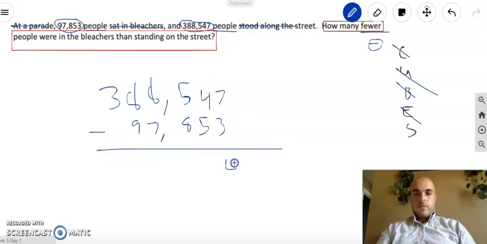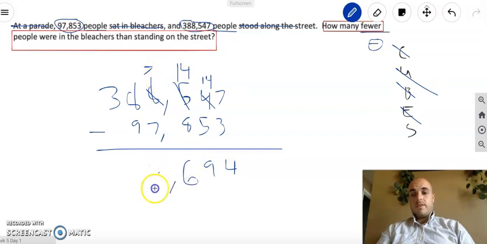Seven minus 3 is 4. Let's borrow here, make this 14. 14 minus 5 is 9. Okay, 14 minus 8 is 6. 7 minus 7 is 0. I can't do 8 minus 9, so I need to borrow, of course, from next door. This is 18. 18 minus 9 is 9. 2 minus nothing is 2.